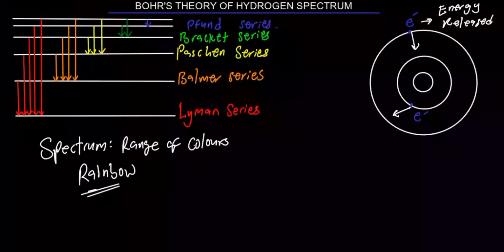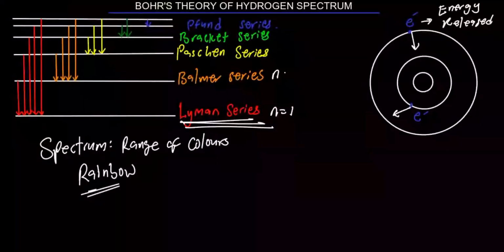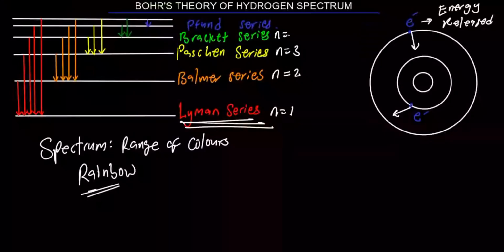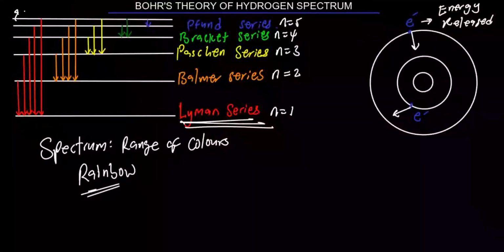Now, he explained that the first line that you can see here with energy level n equal to 1 is called the Lyman series. The one with energy level n equal to 2 is called the Balmer series. This is called the Paschen series. This one is called the Brackett series. And here we have the Pfund series. The last series is the Humphreys series. These are the series of lines that are observed in the hydrogen spectrum.